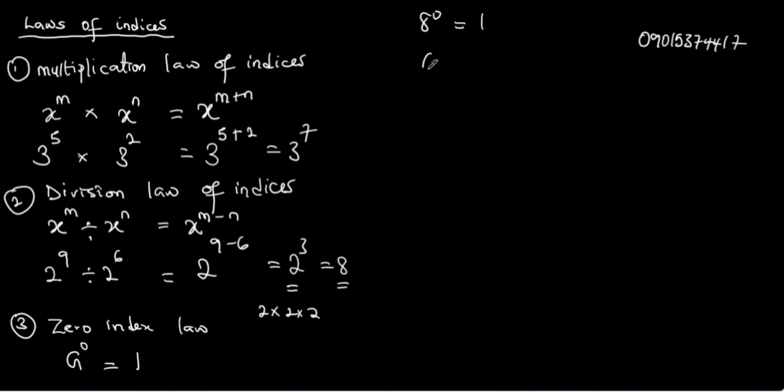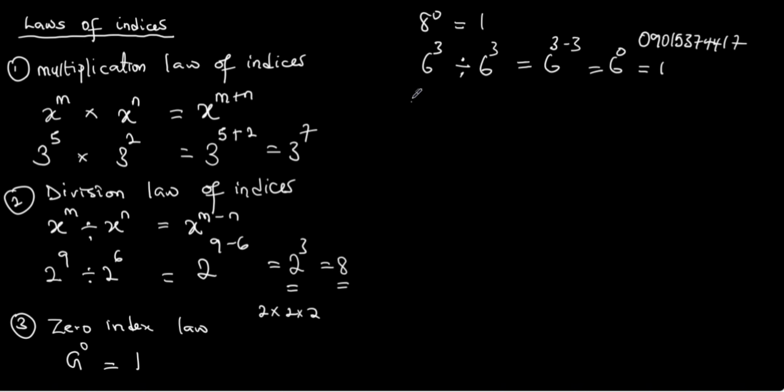If I have 6 raised to power 3 divided by 6 raised to power 3, remember, since their bases are the same, I pick one of the bases and then I subtract their indices. This gives me 6 raised to power 0. And once we have any base raised to power 0, or the index 0, the result is 1.